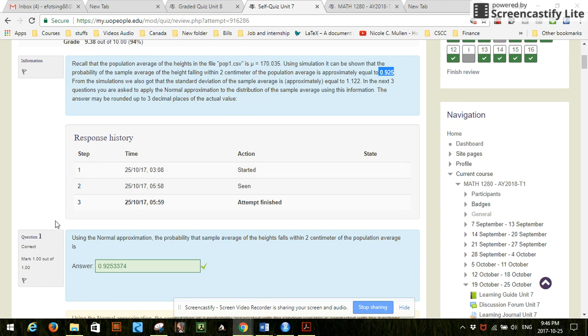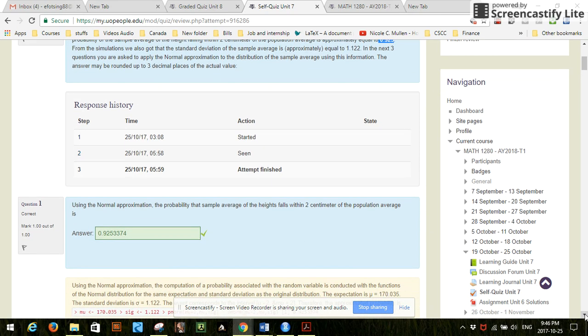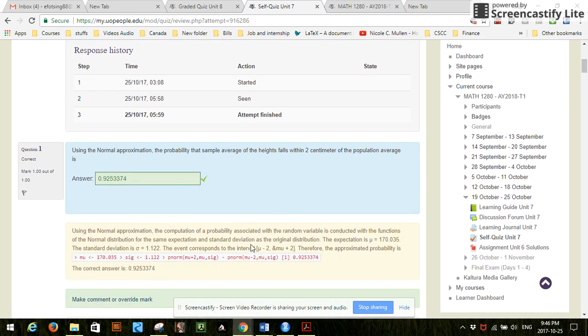Question 1. Using the normal approximation, the probability that the sample average of height falls within 2 centimeters of the population average. So what I mean is that if the population average is given by 170.035, then we want the probability that the average is either this value plus 2 centimeters or this value minus 2 centimeters. So what does that mean?